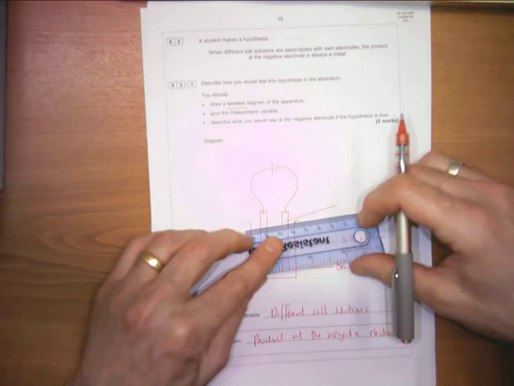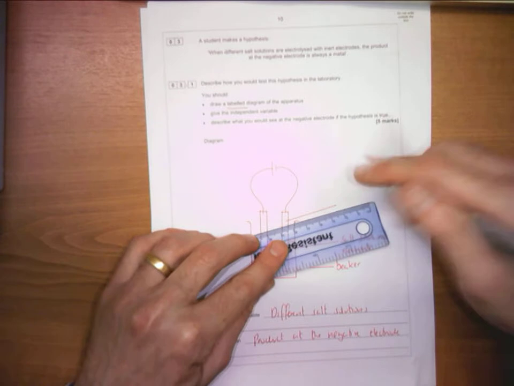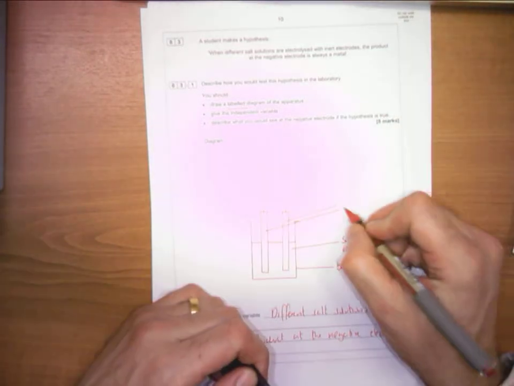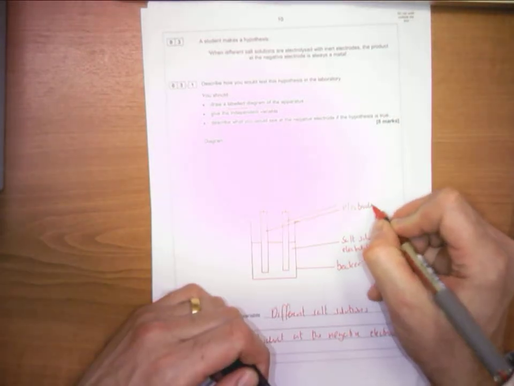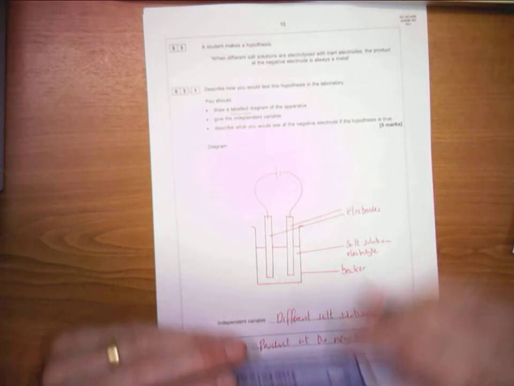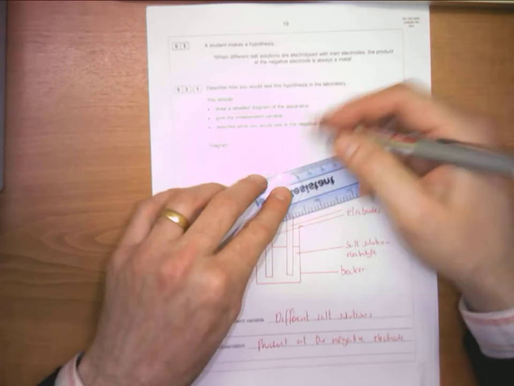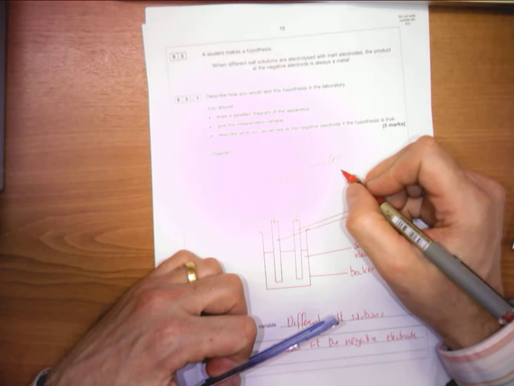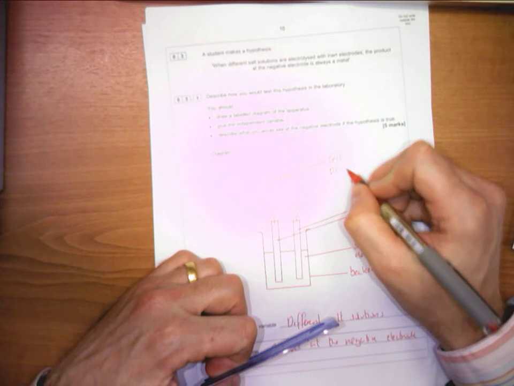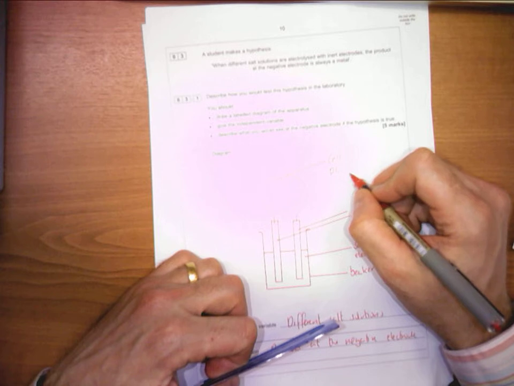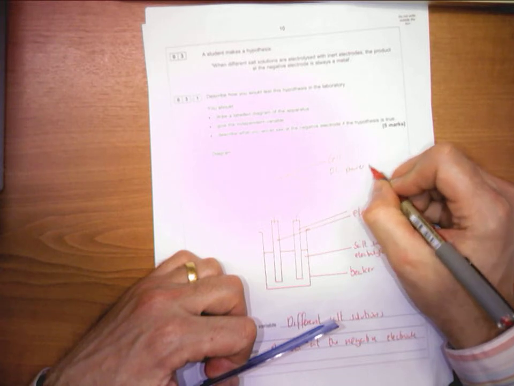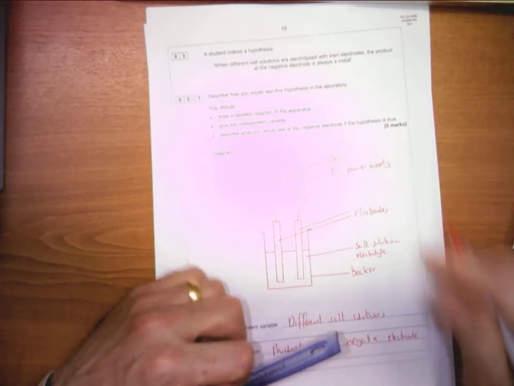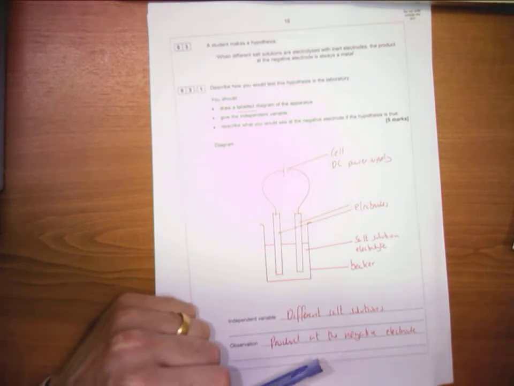These are the electrodes and this is the easiest thing to call it would be a cell, but if you want to put a power supply you've got to specify that it's a DC, direct current power supply. Right, you could label the wires if you want, but there were no marks for it.